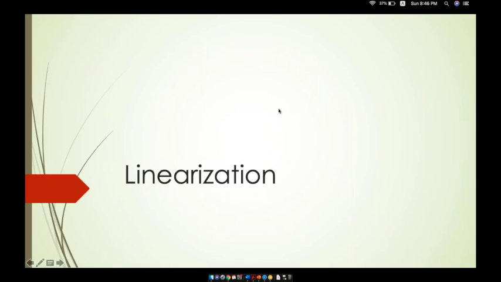Where do we use linearization and how do we find the equation of linearization? We will look at those cases. Now let's move on. How can we approximate these values?